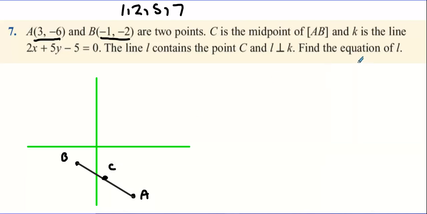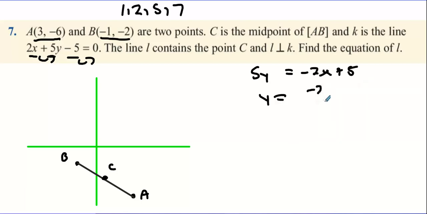Okay, and K is the line 2x plus 5y minus 5. The line L contains the point C, and L is perpendicular to K. Find the equation of L. Now, K is a random line. We're going to figure out everything we can about K. So K is 5y, we're going to move the 2x and the minus 5 out the other side. So we're going to get 5y equals minus 2x plus 5. We're going to divide by 5 to get minus 2 over 5 x plus 1.